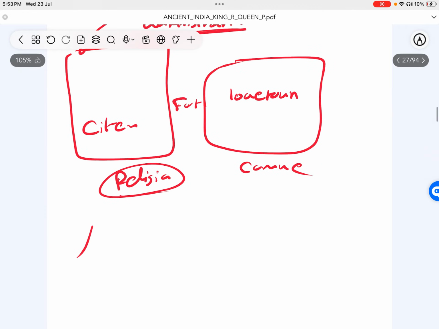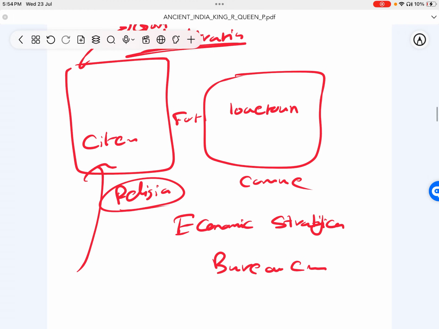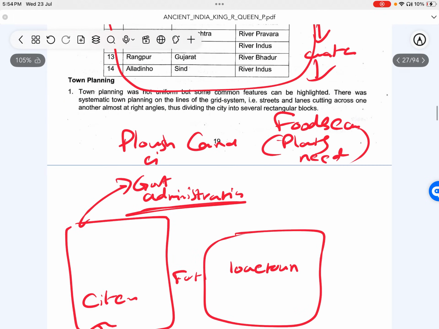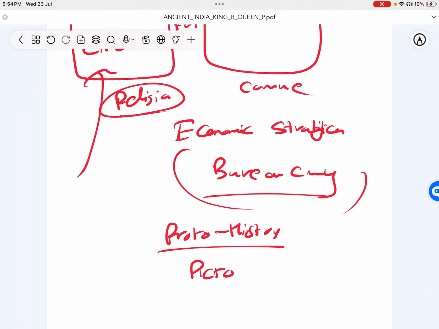Based upon archaeological evidence, we get to know that there is some kind of economic stratification, bureaucracy, kind of. We don't know, but we need to understand it in that way because this is proto history. It is not decoded because the script itself is pictographic. So we need to decode it to understand what symbols they used to communicate in their daily course or lifestyle.